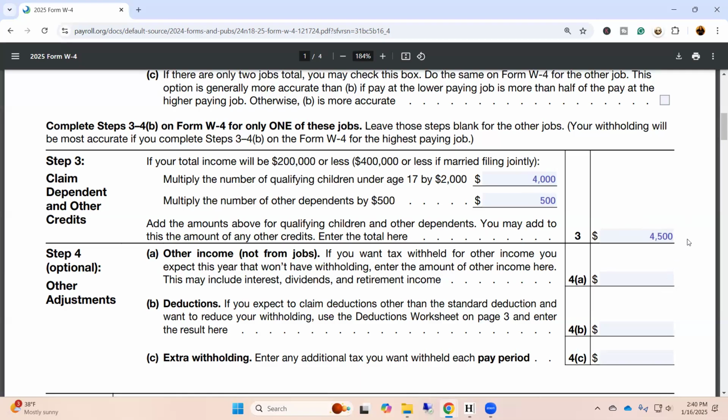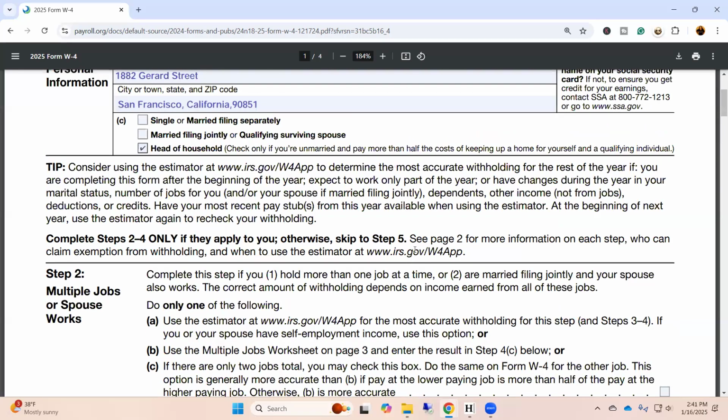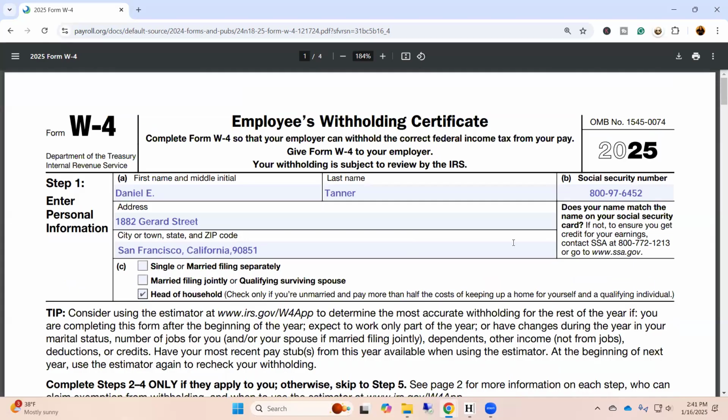Now, if you would like a bigger refund and not as much money throughout the year, you can adjust this and not have your children listed here as tax credits, okay? Because then it will withhold more and you'll get it back in the form of a tax refund. So the choice is really yours, but don't be alarmed. Again, if you're making $40,000, $50,000 and you have multiple children and you don't see much being withheld from your paycheck. All right.